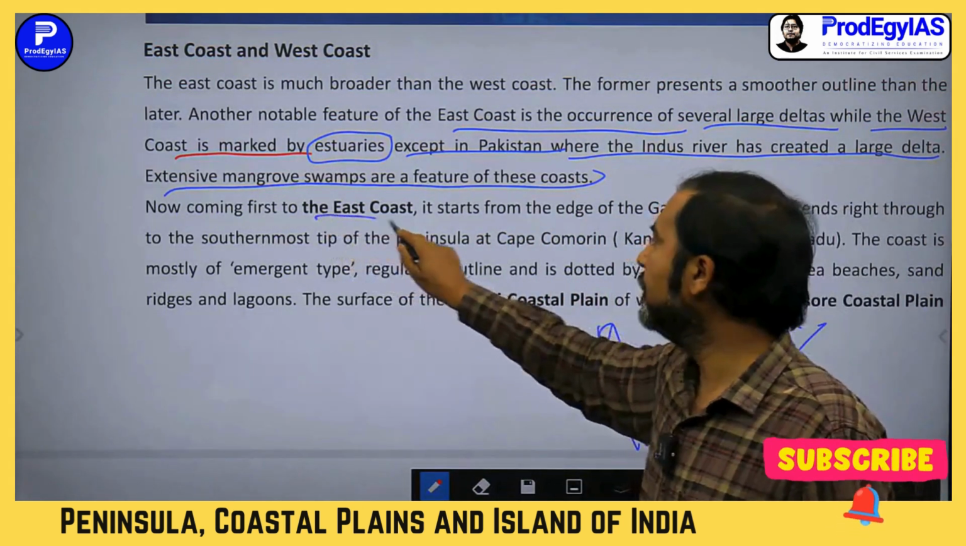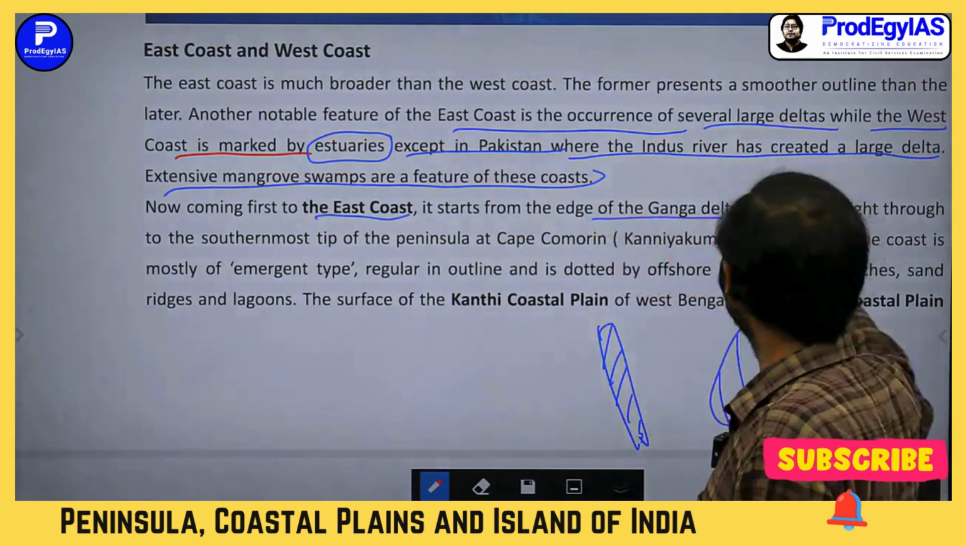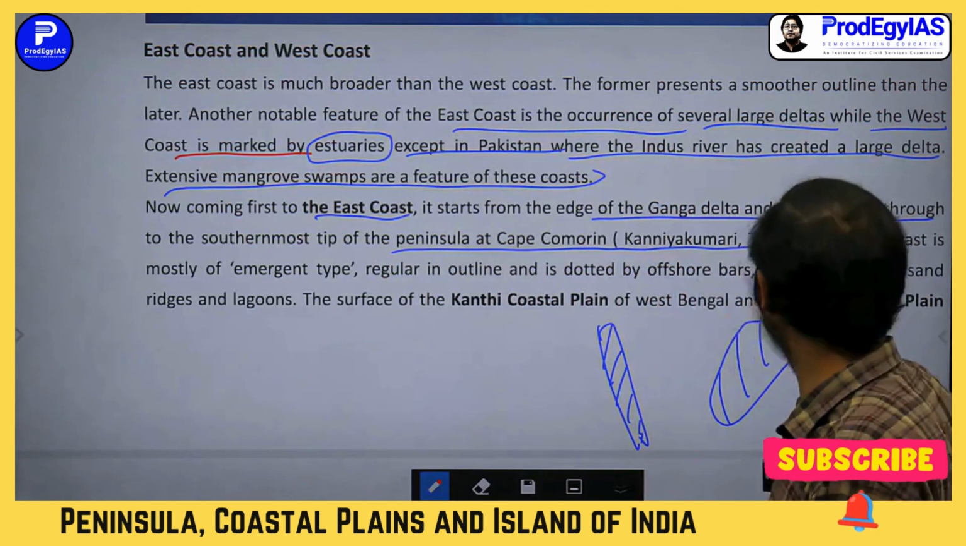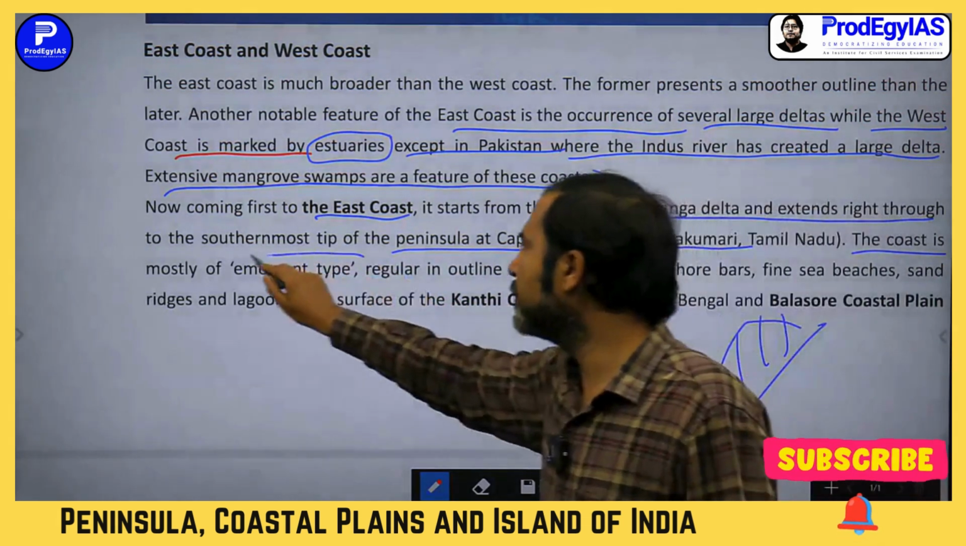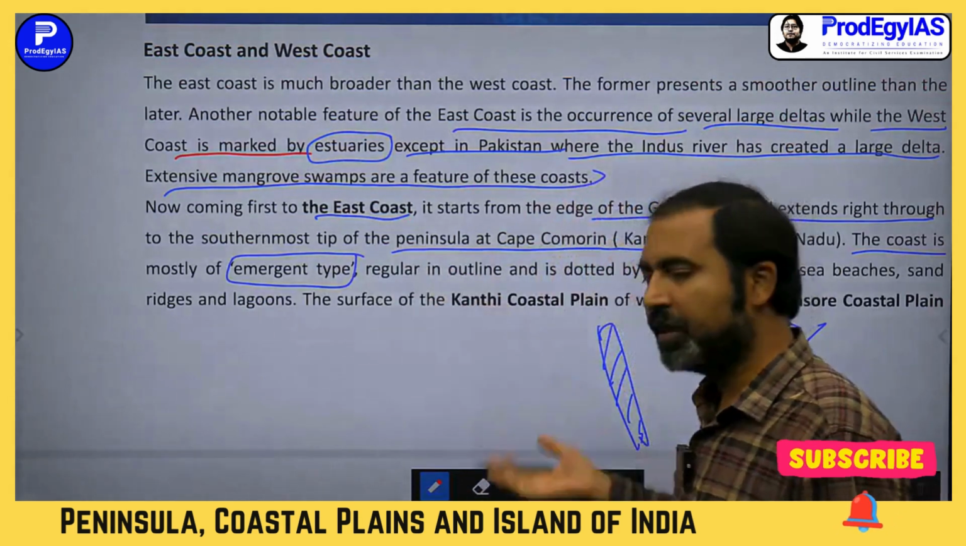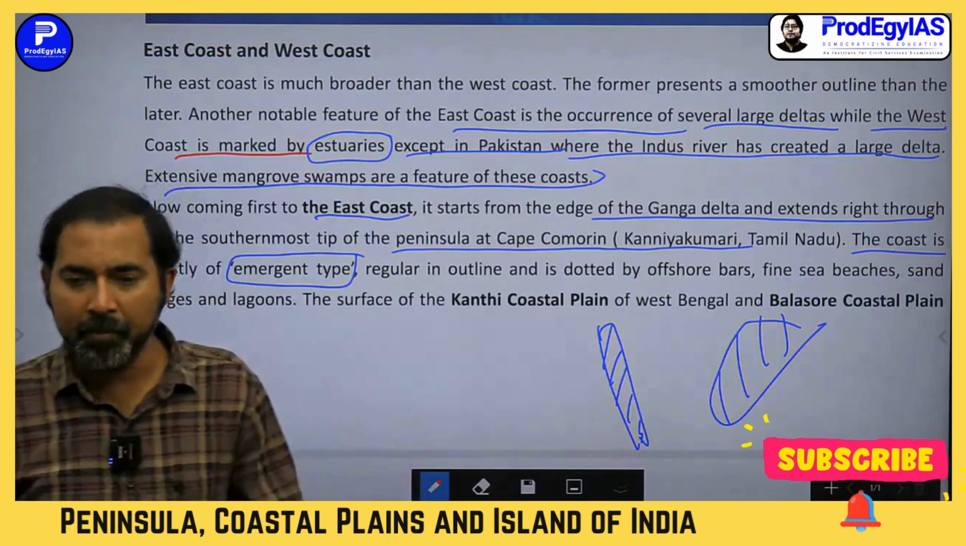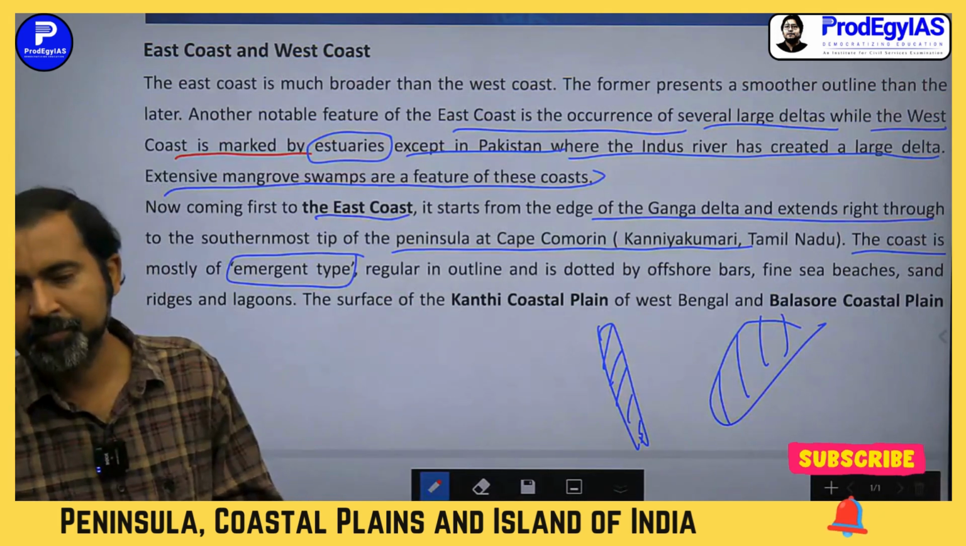Now coming first to the east coast, it starts from the edge of the Ganga Delta and extends right through the southernmost tip of the peninsula, Kanyakumari. The coast is mostly of emergent type. Emergent type means most of the part has emerged out of the water.